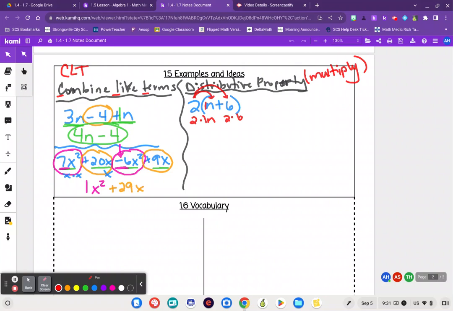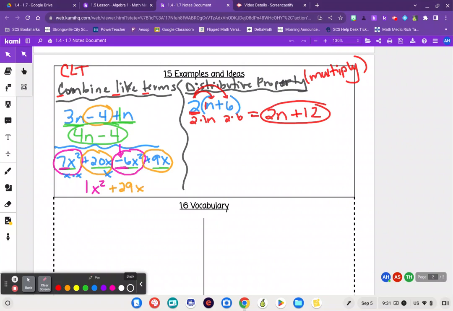So you can write underneath the 2 multiplications that you're going to do. You could draw arrows like I did to claim that the 2 gets multiplied to each term. It doesn't matter how you approach it. You just have to keep in mind that this number in front is going to get multiplied to each term inside. So 2 times 1n is 2n, and 2 times 6 is a positive 12. And so that would be our final answer.